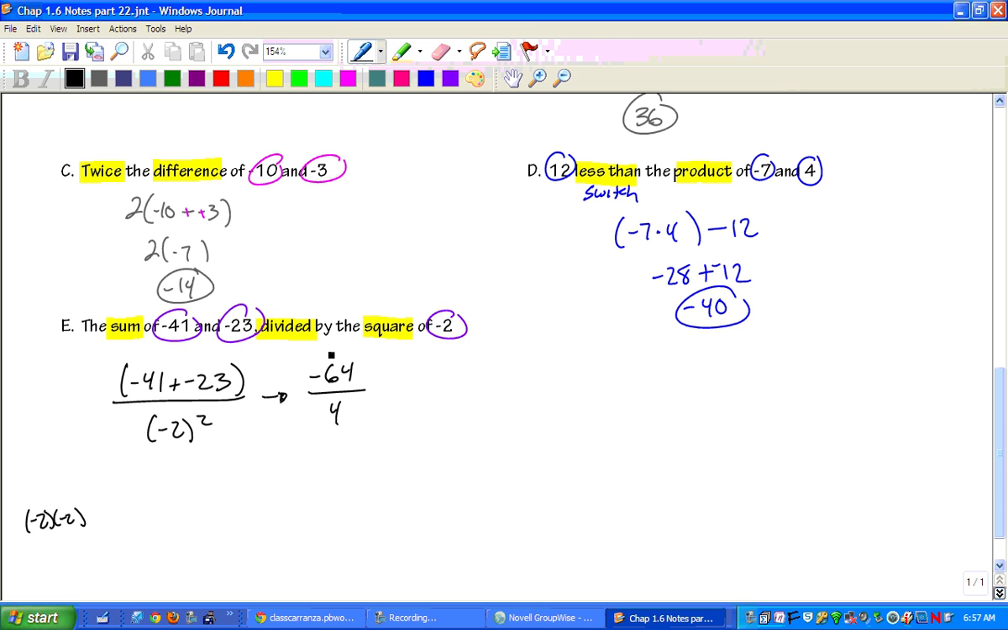And if you don't have your multiplication charts handy, you would need to do 64 divided by 4. 4 goes into 6 once, and 4 goes into 24 6 times. And since we have one negative, it is a negative 16.